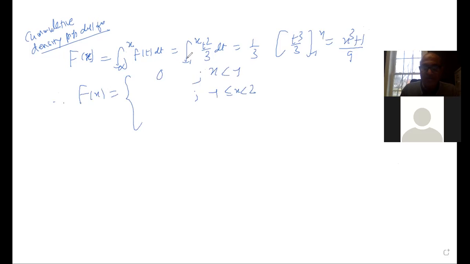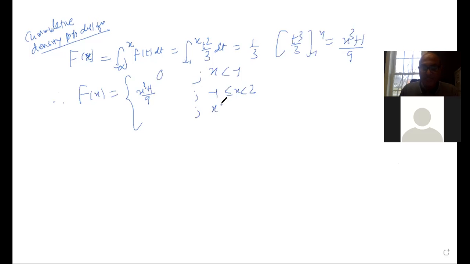Negative 1 to 2. If you replace this x by 2, so 2 cube is 8 plus 1, 9, right? So for negative 1 to 2, in between, your value is x cube plus 1 by 9. So negative 1 is less than or equal to x is less than or equal to 2, and the value is x cube plus 1 divided by 9.